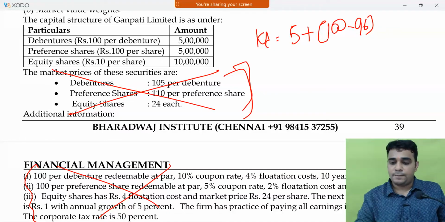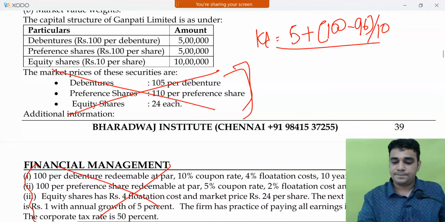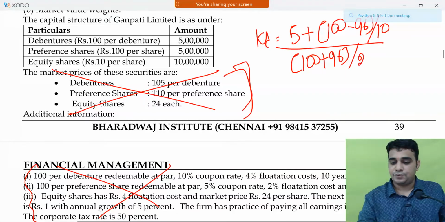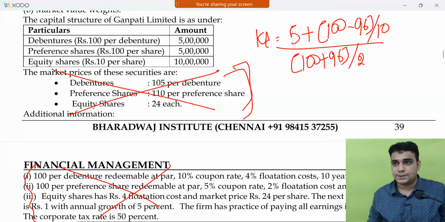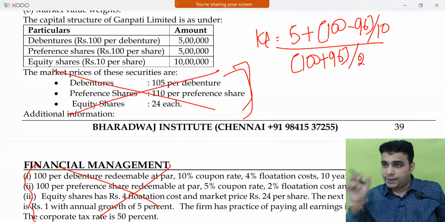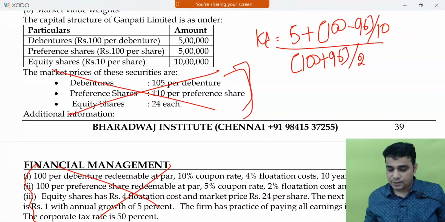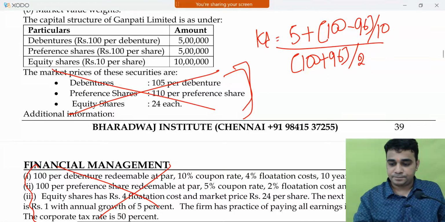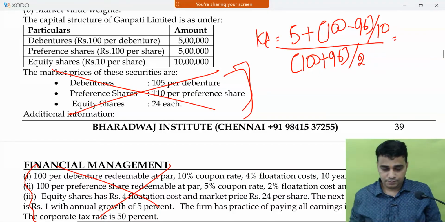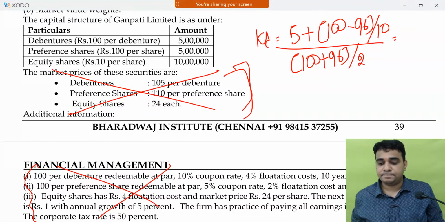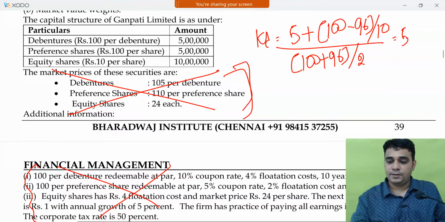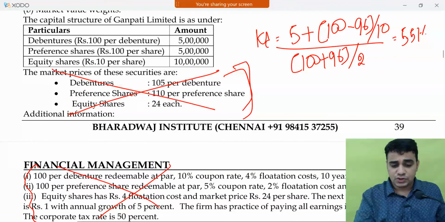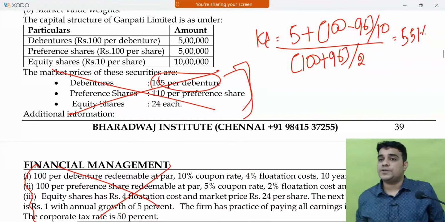Flotation cost of 4 divided by 10 years, by 100 plus 96 by 2. This will give me the cost of debenture. How much is the cost of debenture? 5 point something. If you use this 105, your net proceeds will be altogether different.